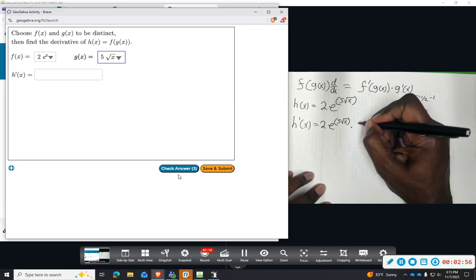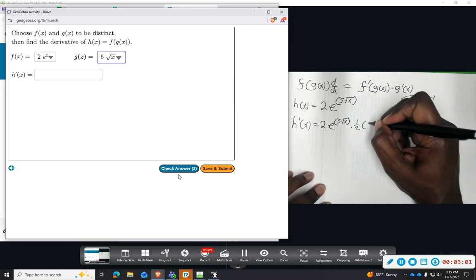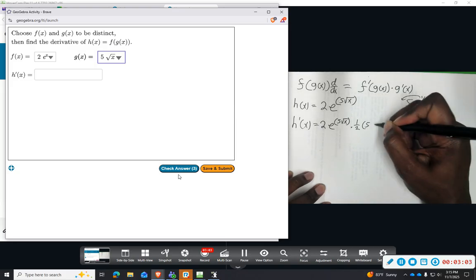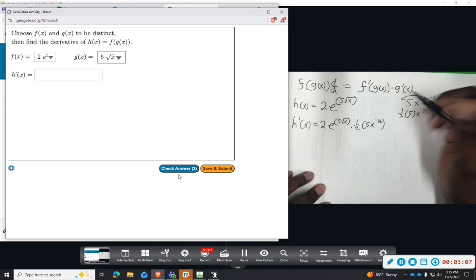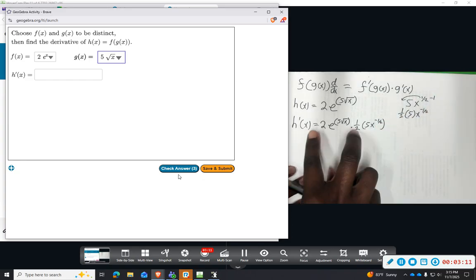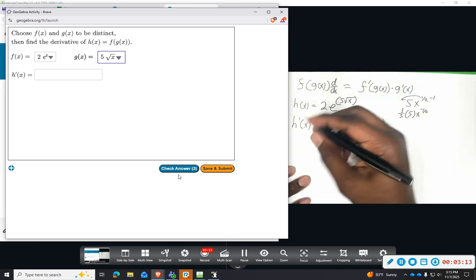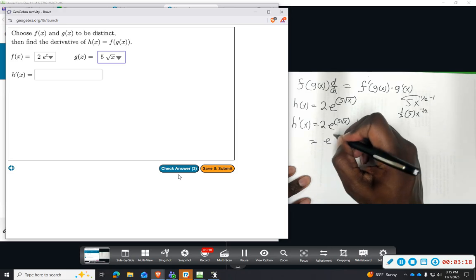So multiplying this, I'll have a 1/2 times the 5x to the negative 1/2 power. Now I can go back and write this as a square root, move it down, but the part I'm going to simplify is multiplying 2 and 1/2. That's just going to give you a 1, and so we'll have an e to the 5 square root of x.